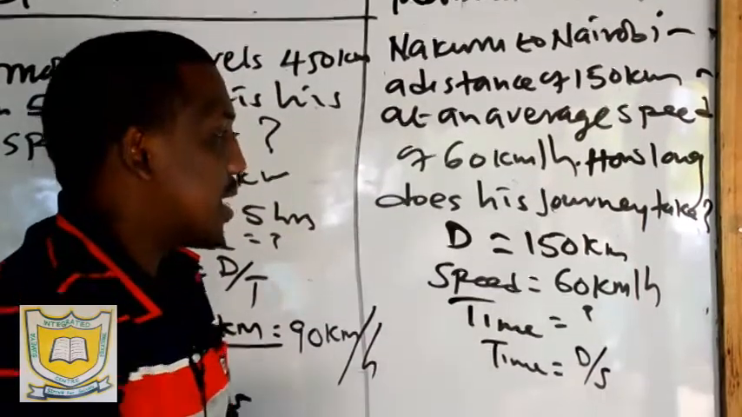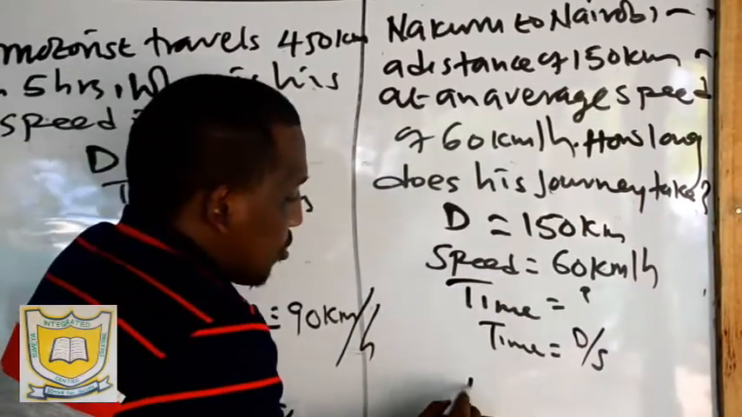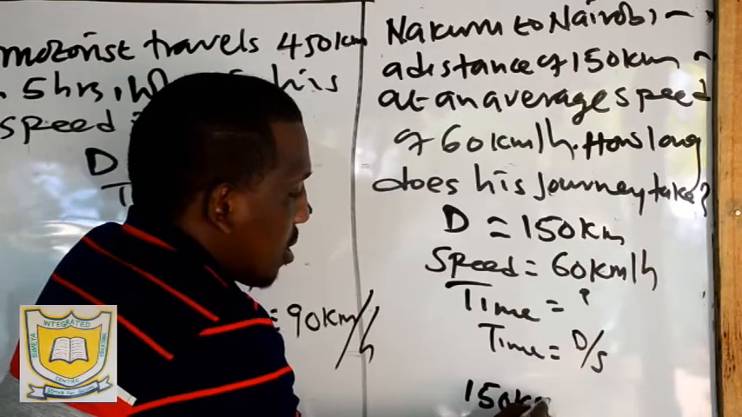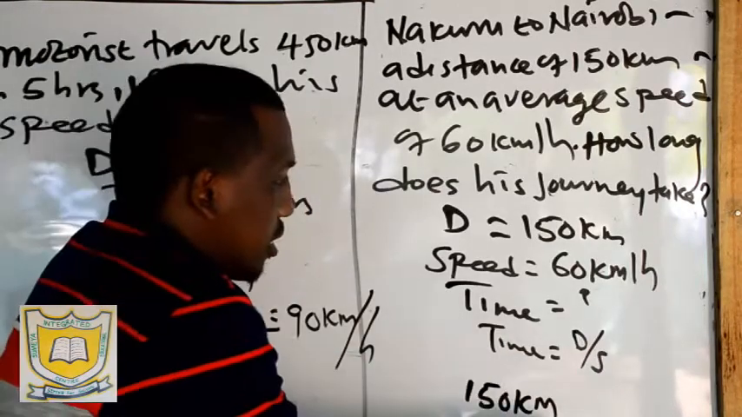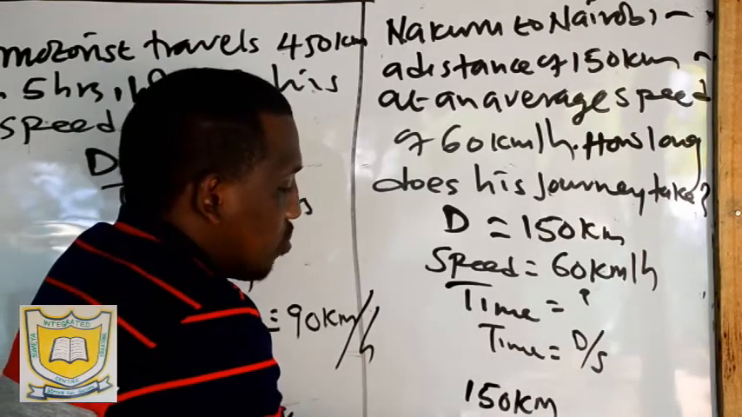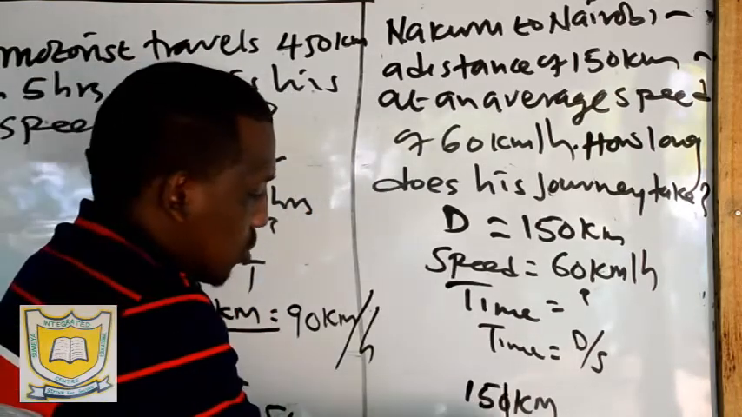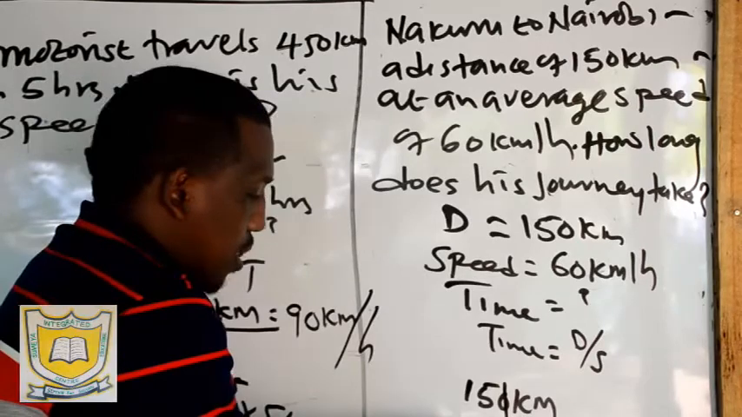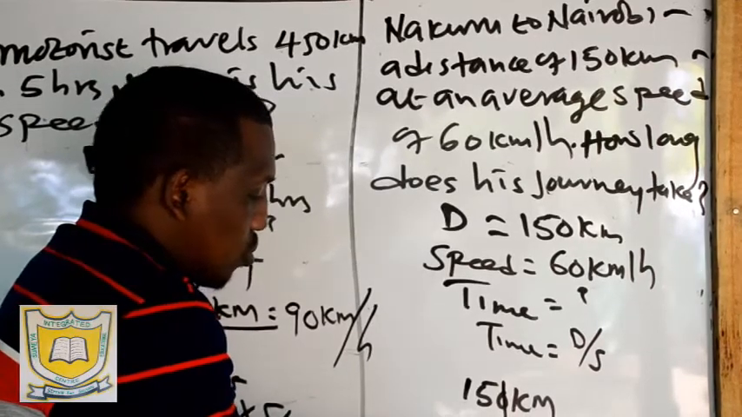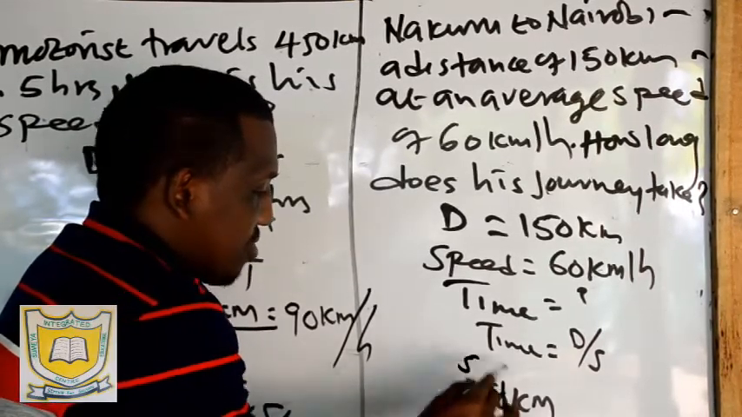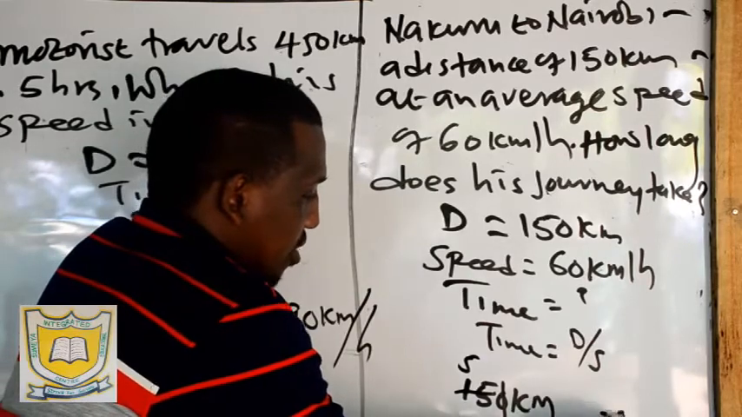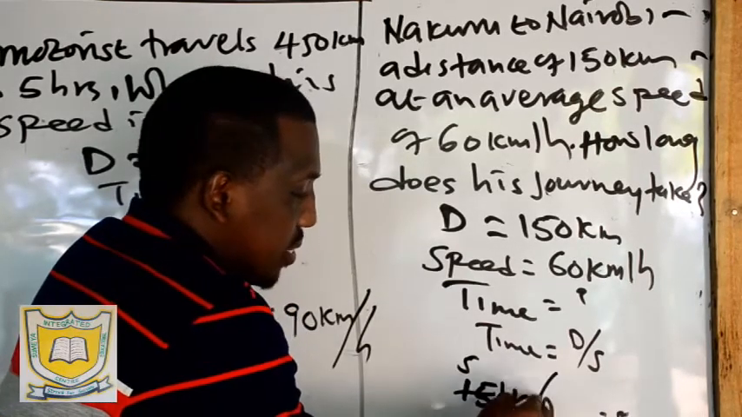The distance here is 150 kilometers, over the speed, 60 kilometers per hour. Distance over speed. So you cancel. By 30, 5. So here you will get 5 over 2 hours.